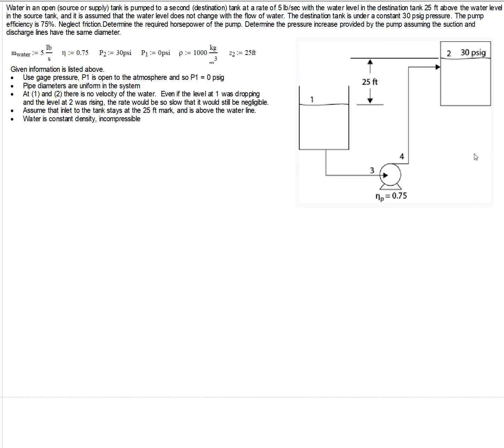The destination tank is under a constant 30 psig pressure. So that's 30 pounds per square inch gauge. Remember, we're told that the first tank, the source tank, is open to the atmosphere. The pump efficiency is 75%.